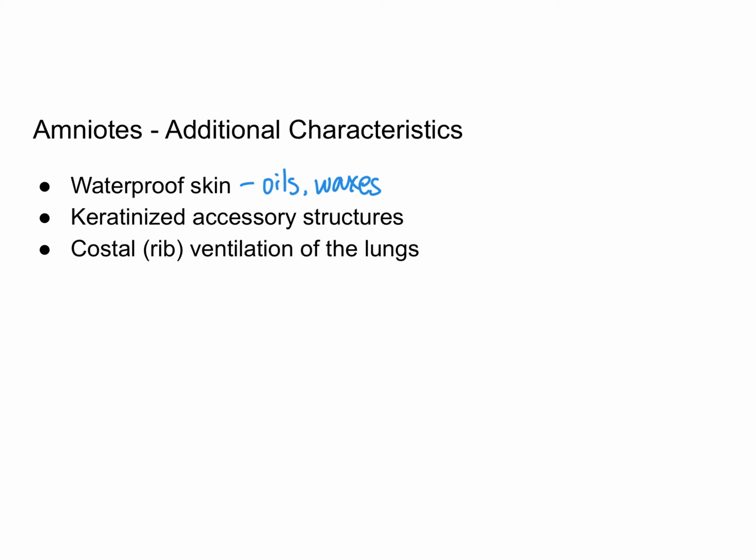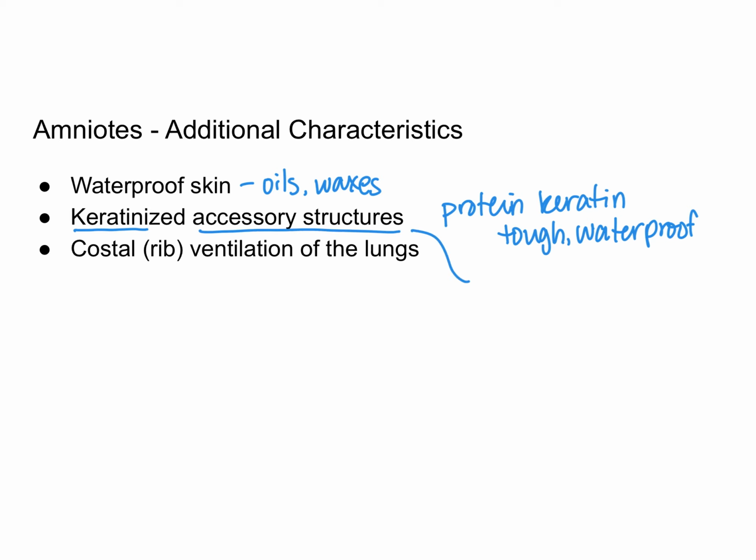Amniotes also have keratinized accessory structures. Keratinized means that it has this protein called keratin, and this is kind of a tough, waterproof protein. When we say accessory structures, this is actually found in the skin. It's also found in nails or claws. It's found in hair and fur. And it's found in the scales of reptiles. Oh, also feathers in birds.